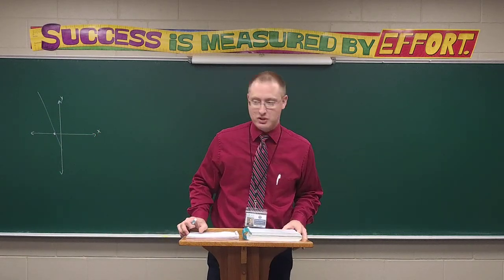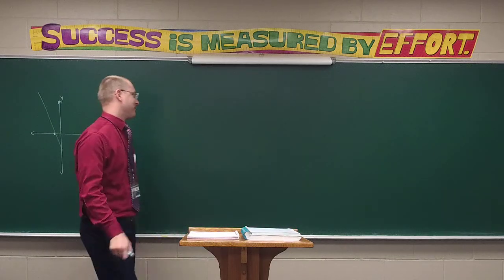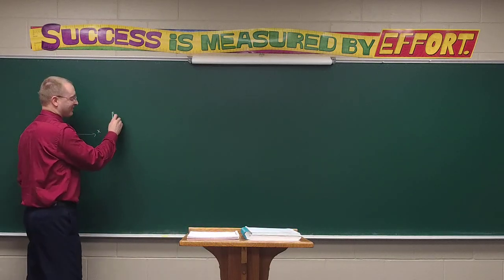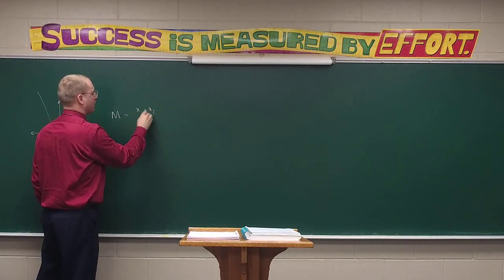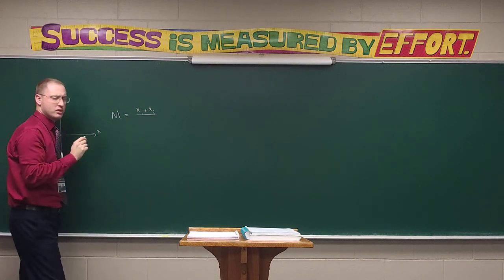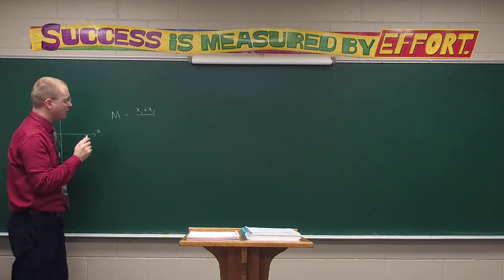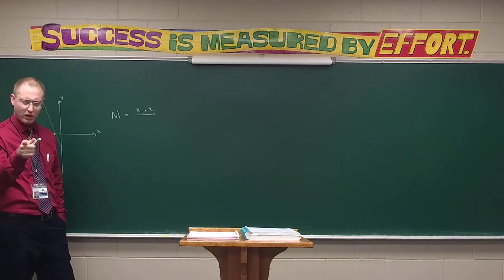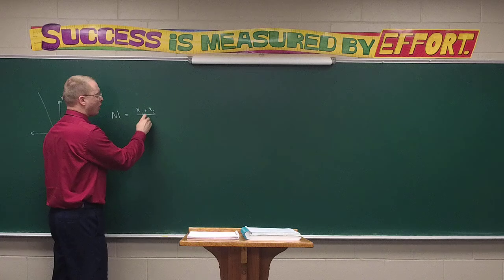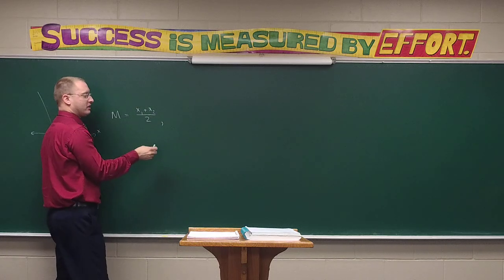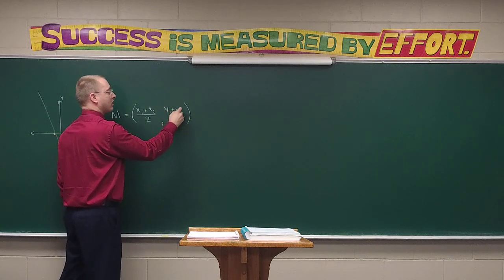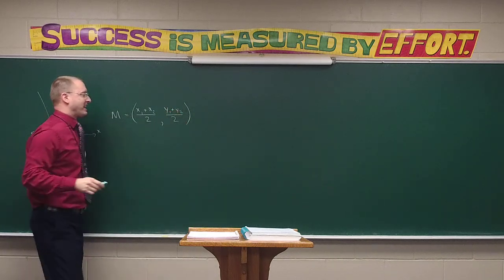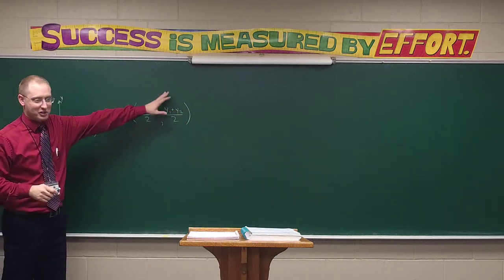Find the midpoint. What's the formula we use to find midpoint, Abby? M equals x1 plus x2 over 2, y1 plus y2 over 2. Yeah, we're going to average the x's, we're going to average the y's and divide by 2.